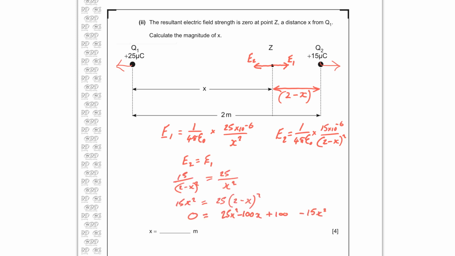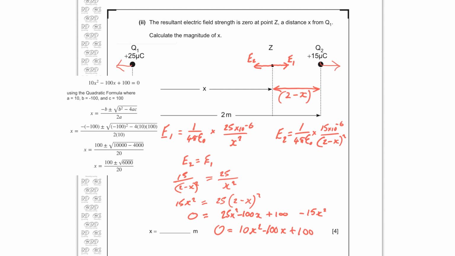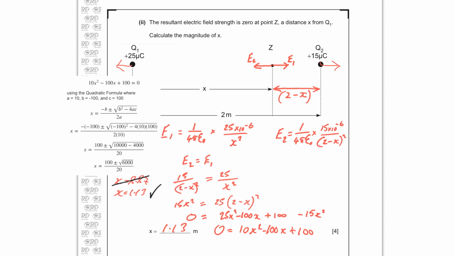So we end up with this quadratic, just multiplying out this bracket here to get this stuff, and then taking this 15x off. Now that solves by the quadratic formula, which would look like this. And that gives two values of x, one at 8.87 and 1.13. So this answer is meaningless for our situation, so it has to be this one. And so x equals 1.13 meters. And that's it.